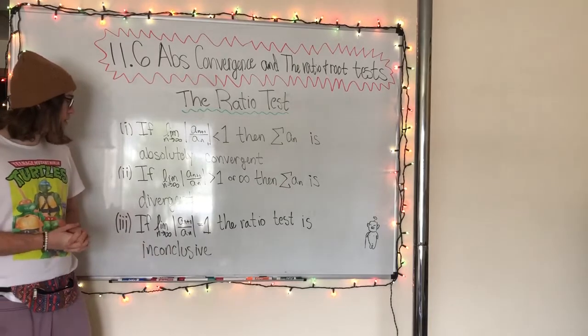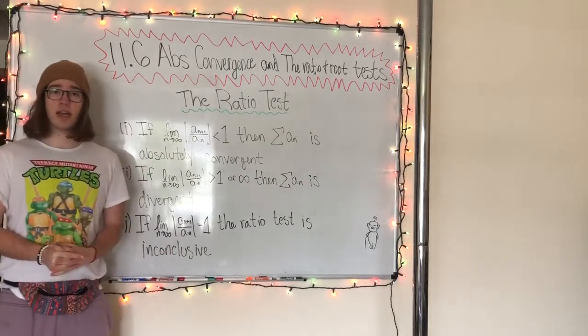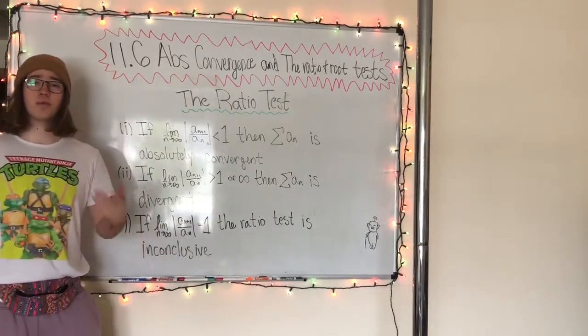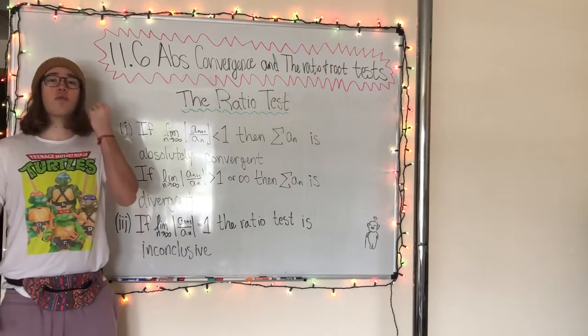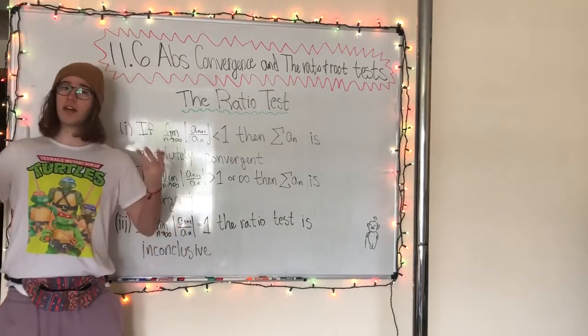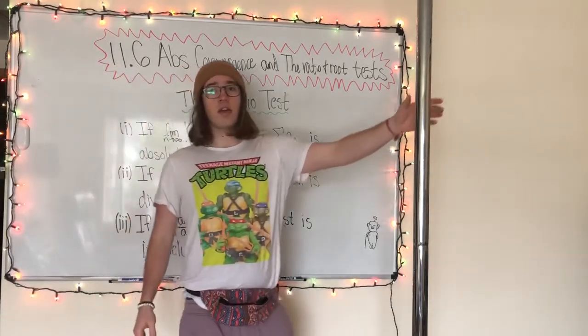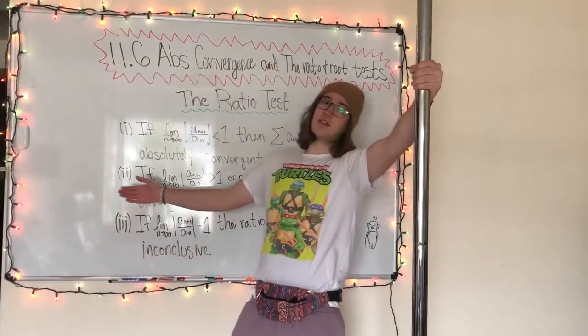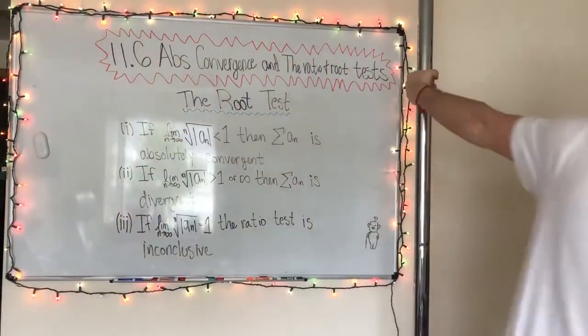And if the limit of the absolute value of a sub n plus 1 over a sub n equals 1, then our ratio test is inconclusive, and we're going to have to use another test, possibly like the root test, which we will go to now.